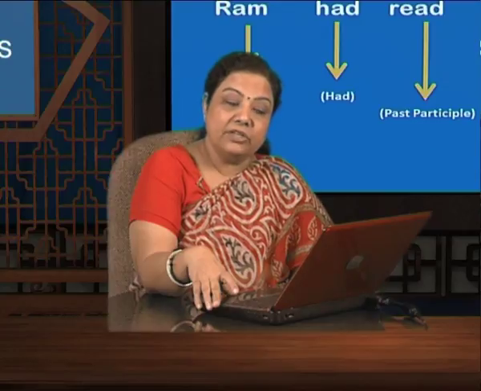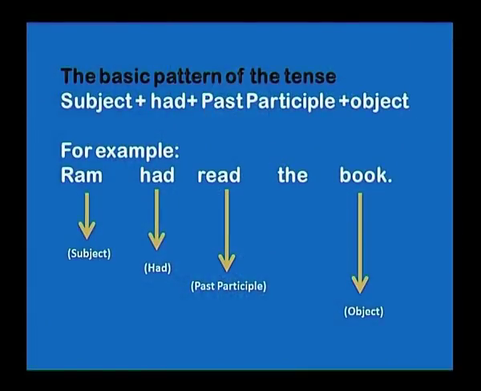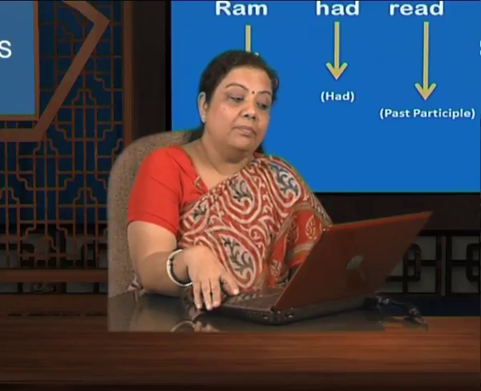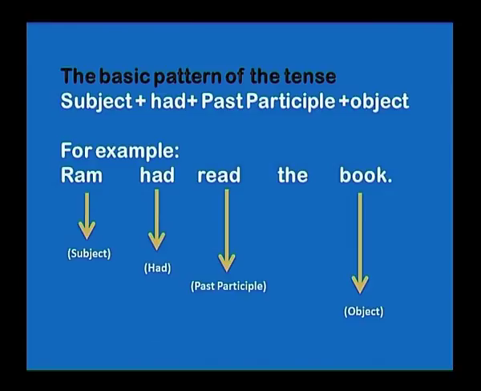Again, you have past perfect tense. Now, the basic pattern would become, it's so simple. See, the perfect, whenever you have perfect, we say has, have, had. So, when we are saying past tense, it becomes had. For example, Ram had read the book. Now, Ram is subject, had is perfect, read is past participle, the book is object here.